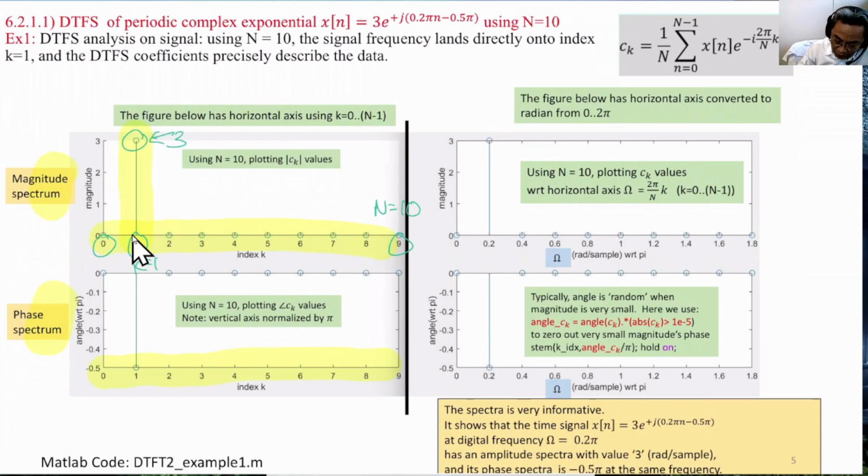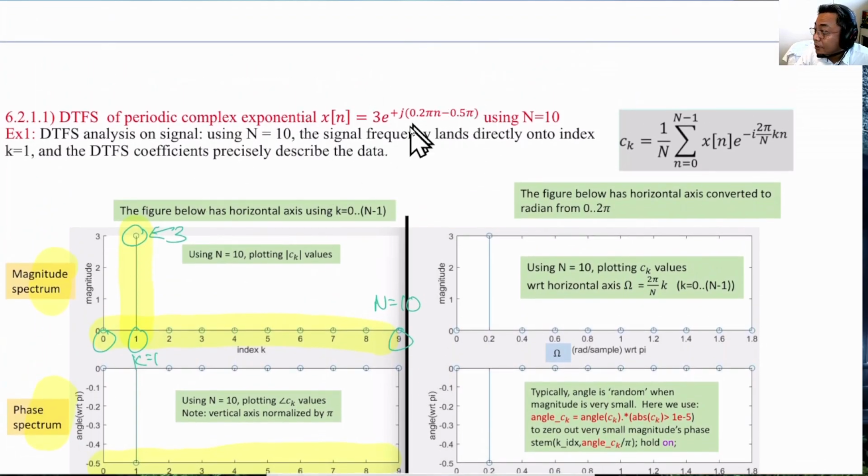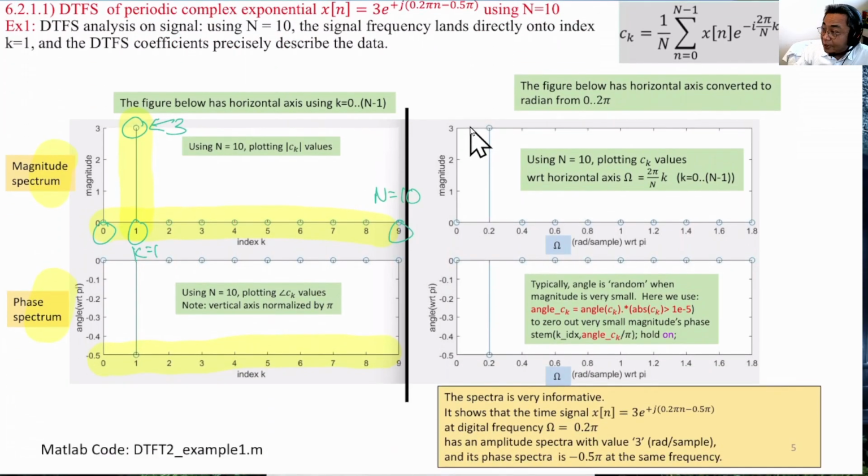What is this 3? Well, remember that the complex exponential has magnitude 3. So you are saying that at k equals 1, we have magnitude 3, telling us exactly this 3 here. Well, then there's a phase shift of minus 0.5 pi. So at k equals 1, there is a phase shift of minus 0.5, with respect to pi. Everything else is 0. So in fact, this plot shows you exactly this equation. So what do you think k equals 1 is telling you? K equals 1 is telling you the frequency omega equals 2 pi over N times k. And what is N? It is 2 pi over 10 times k, which is 1.